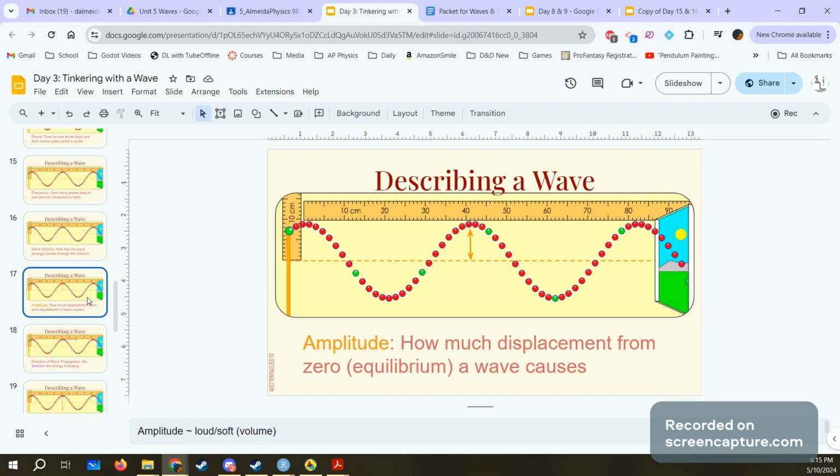The amplitude of a wave is measured from the equilibrium or the midline to the peak. So that could be midline up to the top, as is shown in this picture here. So this is midline or equilibrium up to the crest, but you could also measure it from the midline down to the trough.